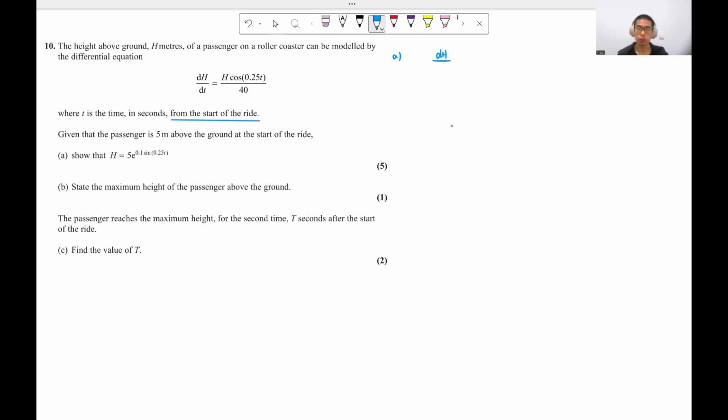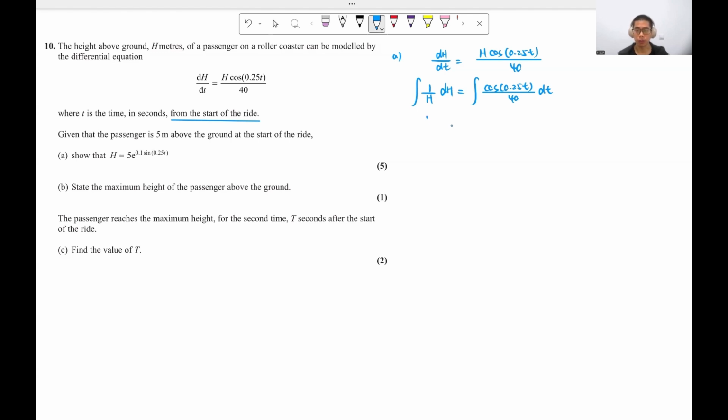So we have dh/dt equal to h times cos(0.25t)/40. We can move all the h to one side and keep all the t to the other side. So I will divide by h on both sides, then we have 1/h dh, and I multiply by dt on both sides, so we have cos(0.25t/40) dt. And we integrate both sides.